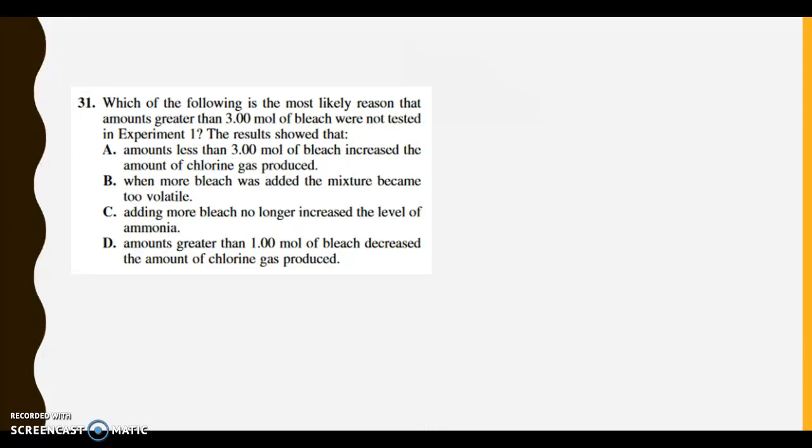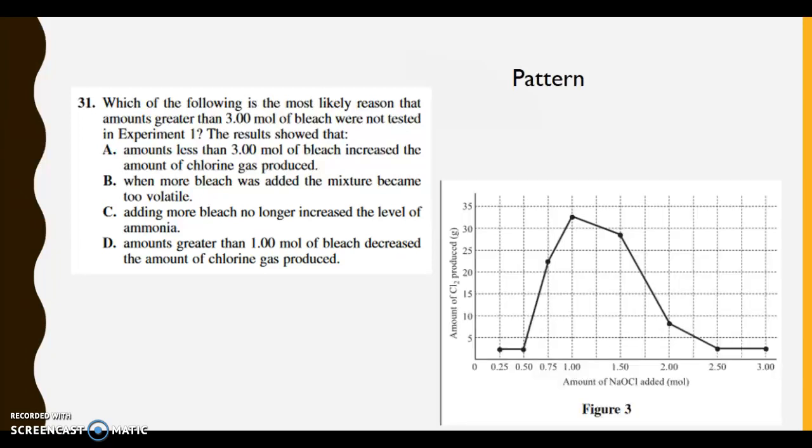Question 31. Which of the following is the most likely reason that amounts greater than 3 moles of bleach were not tested in experiment 1? The results showed what? This is a pattern question. So let's bring back our graph from experiment 1 and let's look at the amount of chlorine produced.